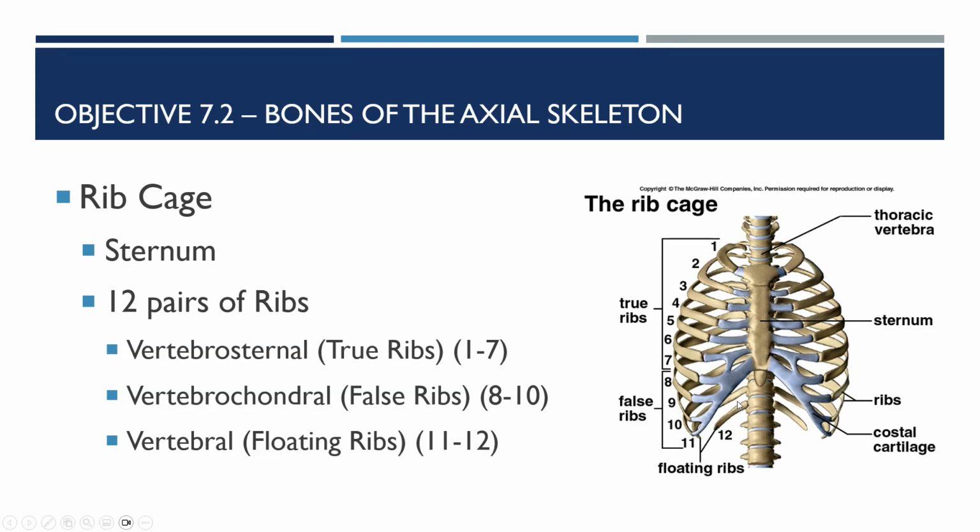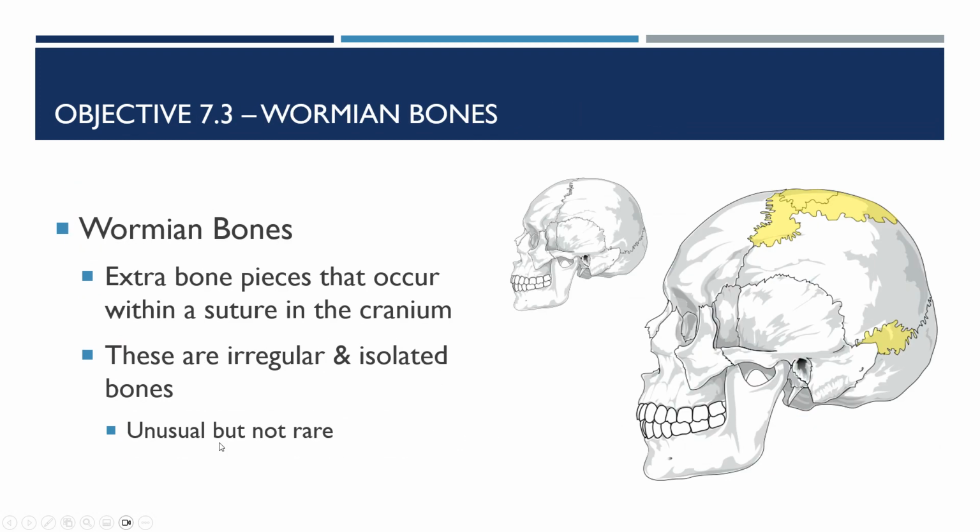And then we have 2 that are also considered false ribs, but a lot of times we commonly refer to them as floating ribs. And this is going to be pairs 11 and 12. And as you can see, they only attach to the vertebra. They really don't come around and attach to cartilage or the sternum, and so they're just known as vertebral ribs.